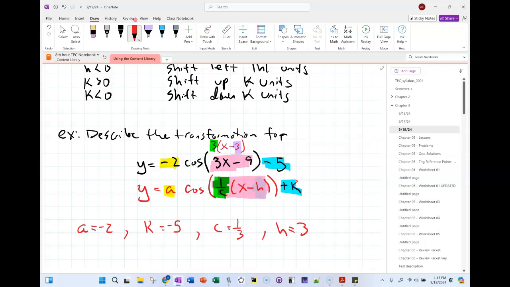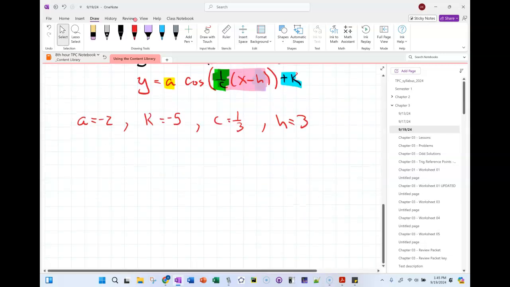Notice that the h will always be the opposite sign of what it appears, right? I had x minus 3, but h was positive 3. That'll always be the case also, that the h is always the opposite sign of what it looks like in the problem. So far, so good. All right, now that we have our values, let's go ahead and describe the transformation.